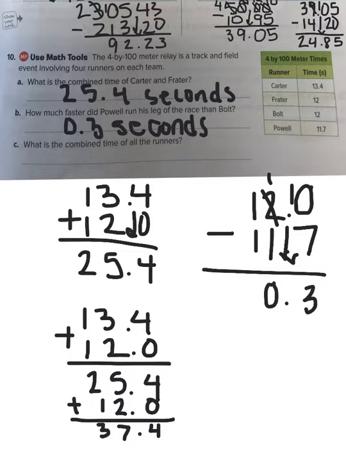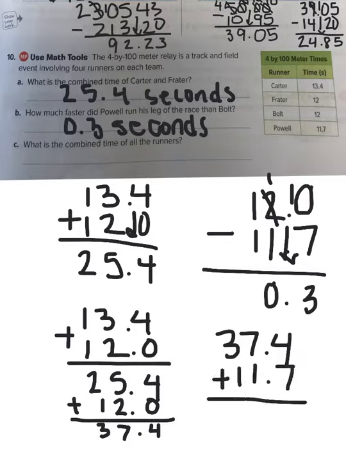And then we still have to add on Powell's time. So we have our 37.4, and then adding on our 11.7, lining up the decimal places. 4 plus 7 is going to give us 11. We need to carry that 1. 7 plus 1 plus 1 gives us 9. And 3 plus 1 is 4. Bringing down our decimal place, we have a combined total of 49.1 seconds.